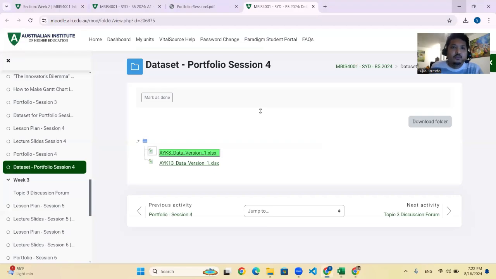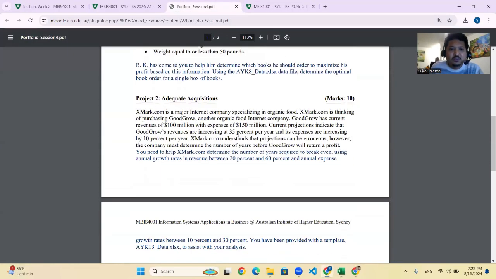Okay, for the second task, xmark.com is a major internet company specializing in organic food. That company is thinking of purchasing Good Grow, another organic internet company. Good Grow has current revenue of 100 million with expenses of 150 million, and the current projection indicates that Good Grow's revenue is increasing at 35% per year, and its expenses are increasing by 10% per year.